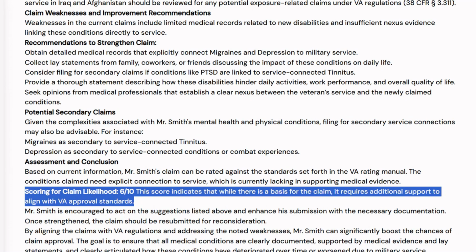Watch for mentions of secondary conditions. These suggest additional ways to connect your disabilities to your service. Remember, this report isn't just paperwork. It's a tool designed to help you succeed. Share it with your healthcare providers and VSO to ensure everyone understands exactly what documentation you need. By following these guidelines, you're taking positive steps towards strengthening your claim.